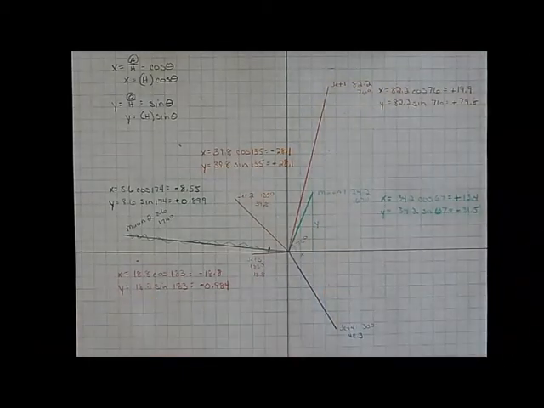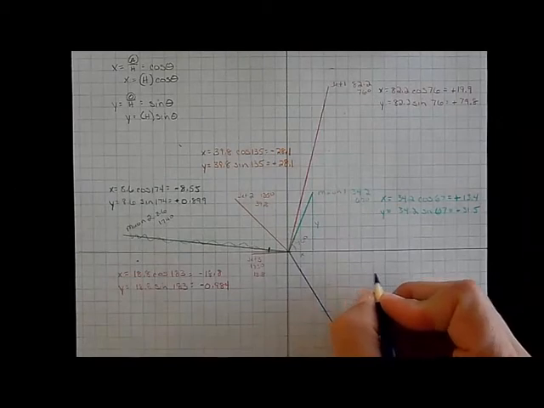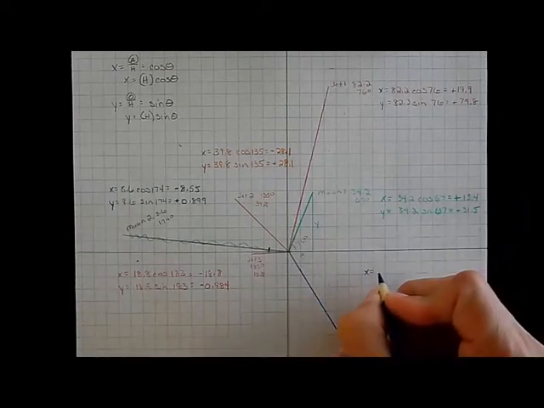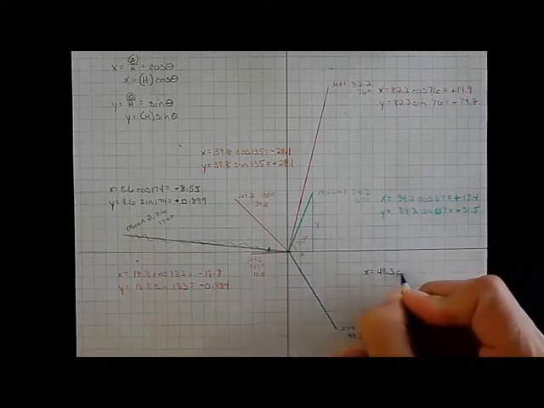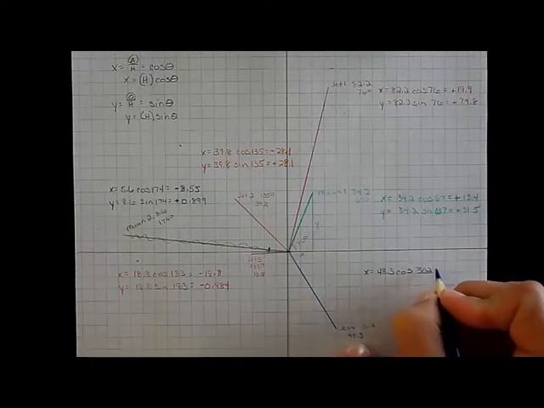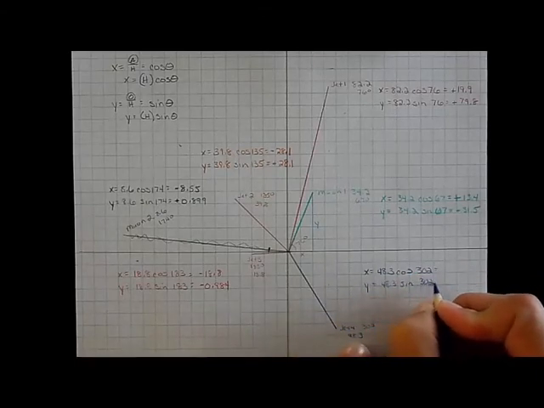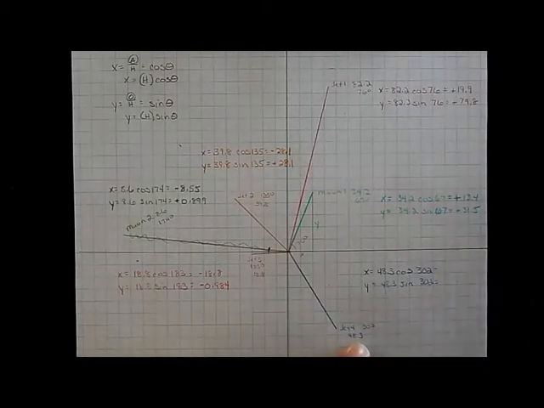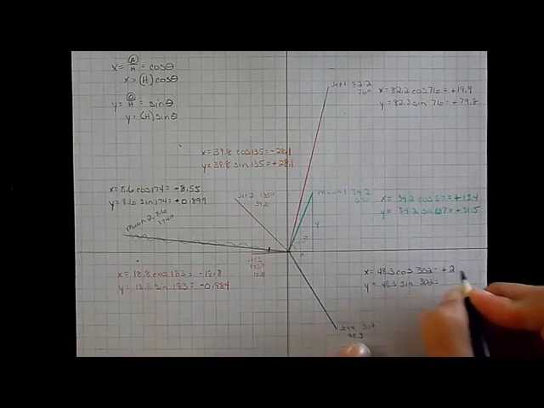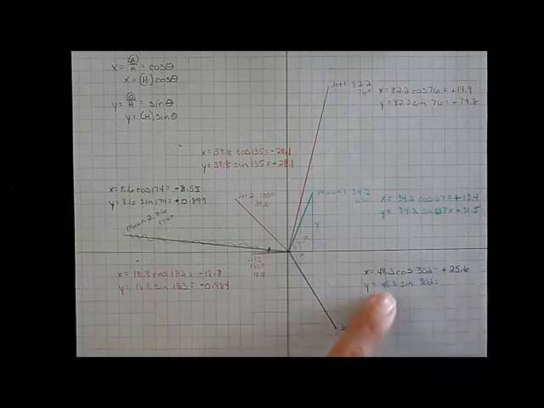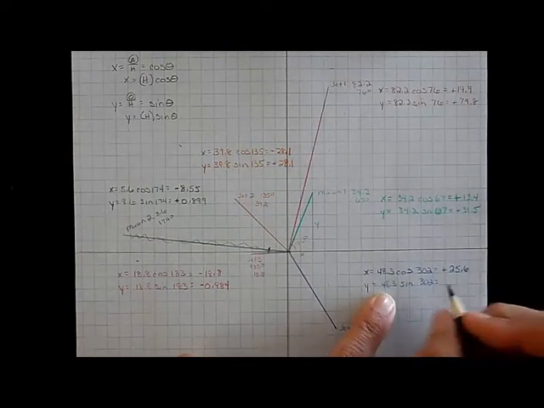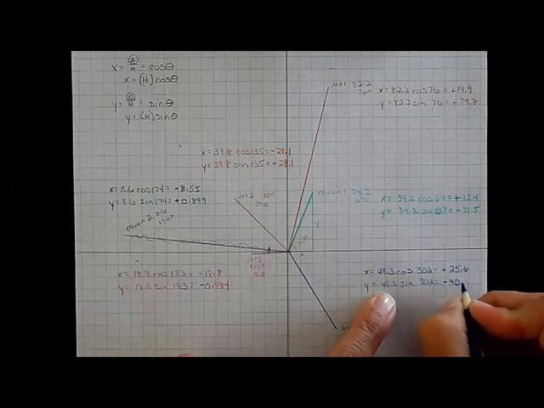And one more. We've got our jet 4. The x is 48.3 cosine of 302. And our y is 48.3 times the sine of 302. So we have a positive 25.6, and then we have a negative 40.9.